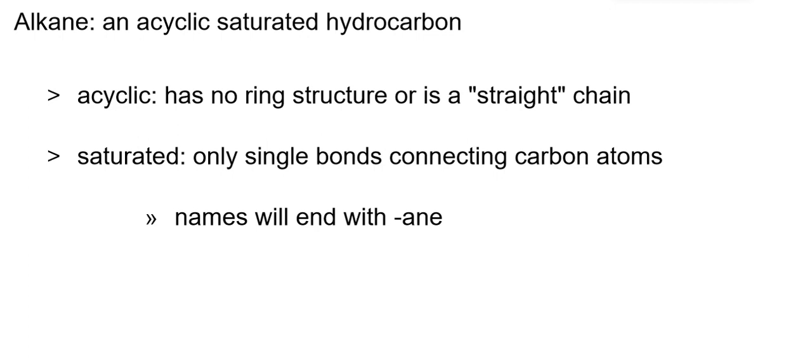And I put straight in quotation marks here because it doesn't actually mean that it's a perfectly straight line, 180 degrees all the way along. I'll talk more about that on the next slide. The saturated piece implies that there's only single bonds connecting the carbon atoms. It's holding as many hydrogens connected to that carbon chain as it can. So you can picture it being saturated. It can't take any more hydrogen. All hydrocarbons meeting this criteria will have an ANE ending. And the ANE ending is going to be common here, and we can see it in the word alkane. They're all going to have this ane ending.